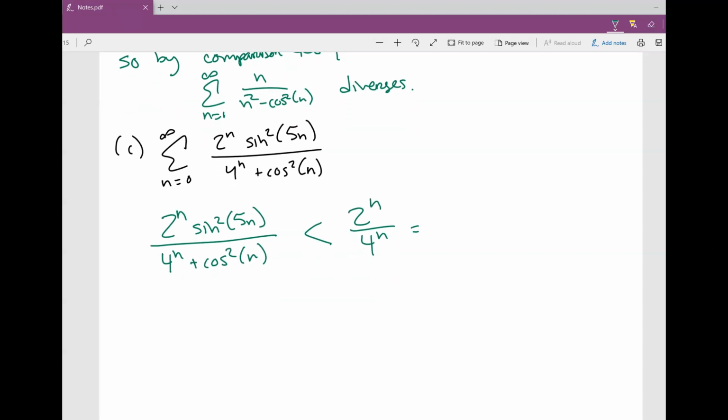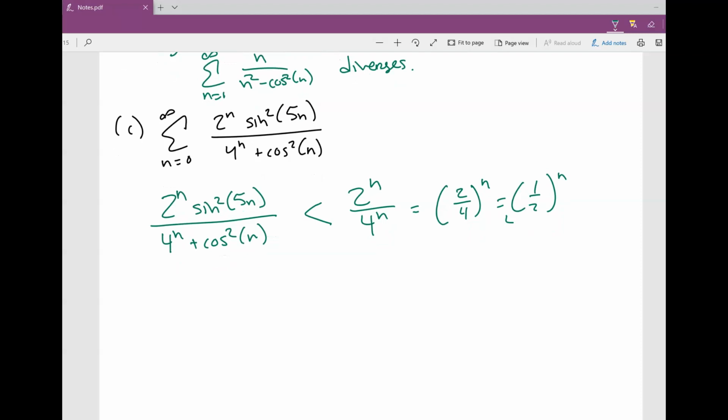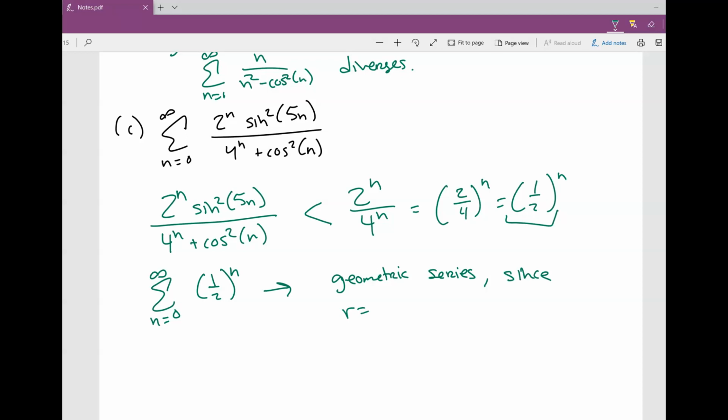This guy is going to be 2 to the n over 4 to the n power, which is equal to 1/2 to the nth power. So all we have to see is, does this converge? Well, it does, right? Because the sum from n goes from 0 to infinity of 1/2 to the n is just a geometric series, and since r in this case equals 1/2, which is less than 1, it converges.